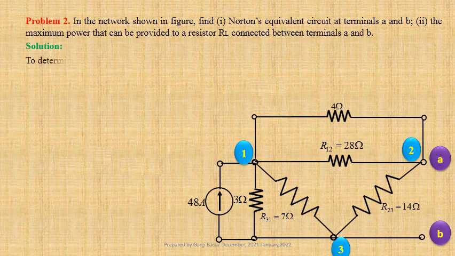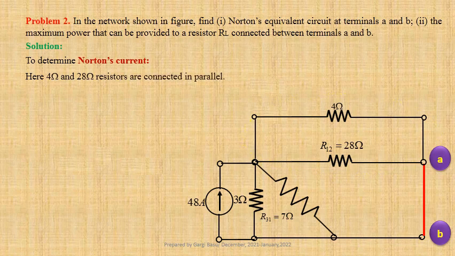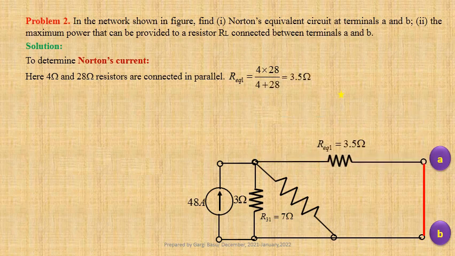Let us now determine Norton's current. For this purpose, we shall short circuit the load terminals A and B. Now the current flowing through the shorted path gives us Norton's current. Here, 14 ohm resistor is shorted, therefore its equivalent resistance equals 0. Here, 4 ohm and 28 ohm resistors are connected in parallel. Their equivalent resistance Req1 equals 4 into 28 divided by 4 plus 28 equals 3.5 ohm.